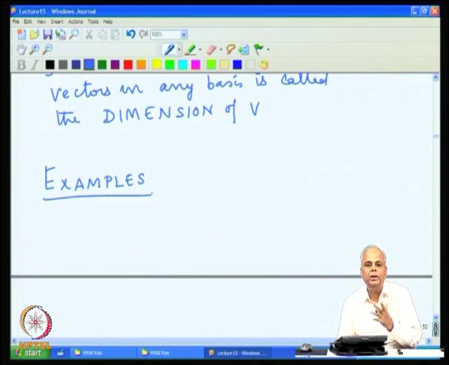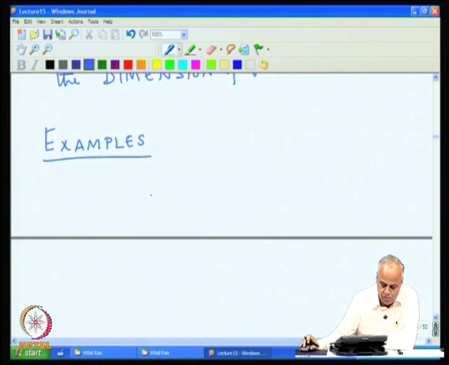So, to compute the dimension, all you have to do is catch hold of some basis for the vector space and count how many vectors are there in that basis. So, it is irrelevant which basis you capture, as long as you capture a basis, that is enough, because the number you are going to get is going to be the same whichever basis you capture.